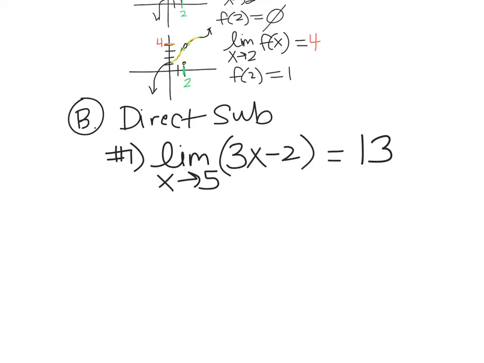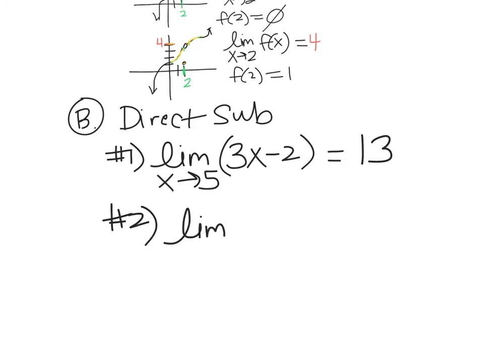Okay? 5 times 3 is 15, minus 2 is 13. Direct substitution is you directly just plug the number in because it actually has a y value, and that's the limit there. All right, let's try another one. Number 2.